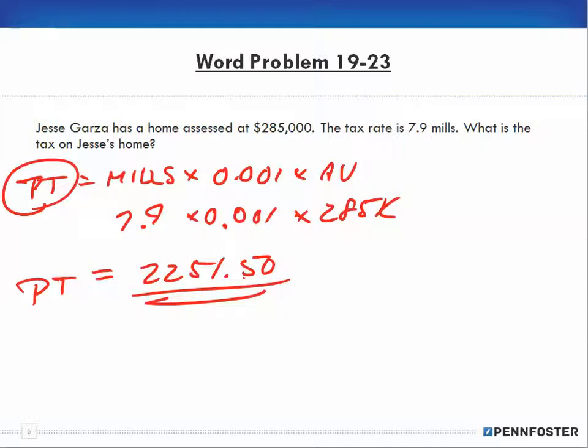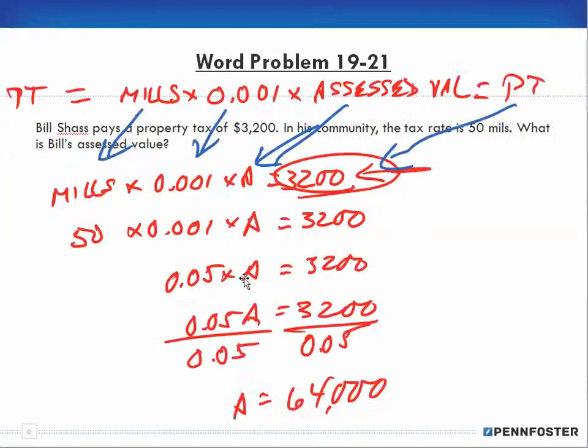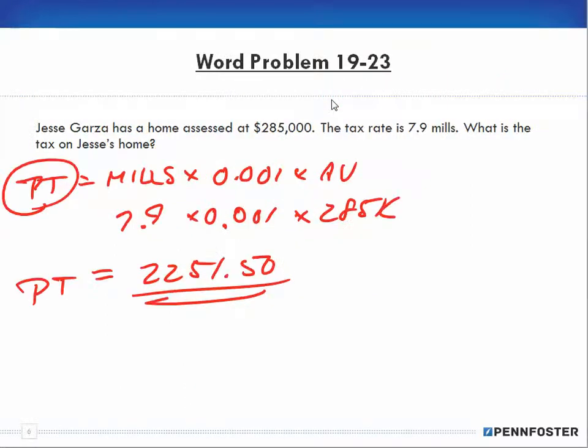Same formula as this one, right? We were given the mils, and we know we're using 0.001. So the question is whether we're looking for property tax or assessed value. In this one we were looking for the assessed value, and in this one we were looking for the property tax, but we're using the same formula.